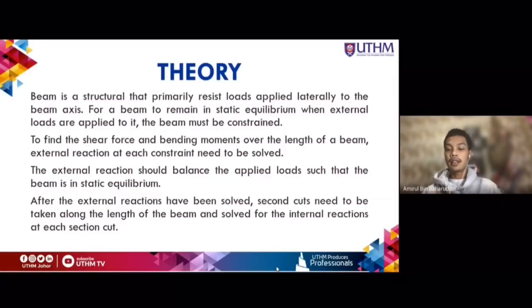Basically, a beam is a structure that primarily resists loads applied laterally to the beam axis. For a beam to remain in static equilibrium when external loads are applied to it, the beam must be constrained. To find the shear force and bending moments over the length of a beam, the external reaction at each constraint needs to be solved. The external reaction should balance the applied load such that the beam is in static equilibrium. After the external reactions have been solved, section cuts need to be taken along the length of the beam and solved for the internal reaction at each section cut.